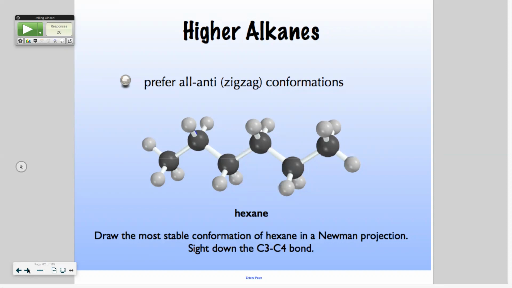This is just big, okay? It's got 3 carbons, but it's anti to the methyl up here. You go to the next carbons, it's the same way, okay? So draw the most stable conformation of hexane in a Newman projection, sighting down the C3, C4 bond.